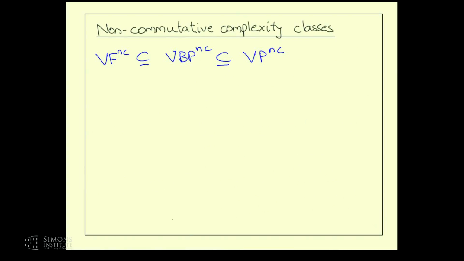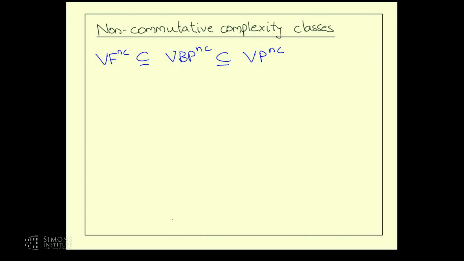Most of what I said in the last talk, there's a small caveat, but most of what I said works just without changes in the non-commutative setting. So for example, you can define the same complexity classes: formulas, algebraic branching programs, circuits. And again, you have the same inclusion relations. Formulas are at most as strong as algebraic branching programs, which are a subclass of circuits.